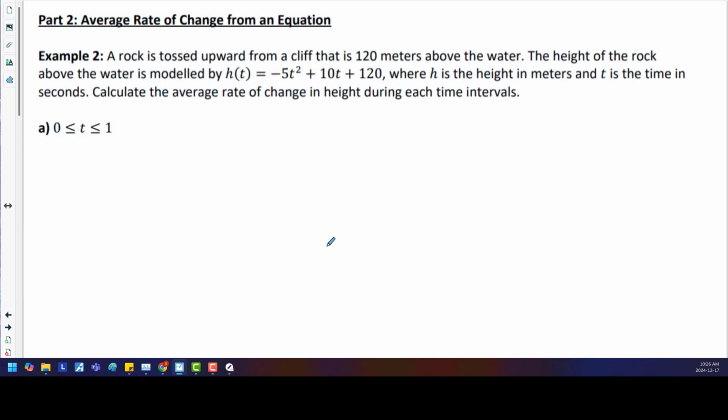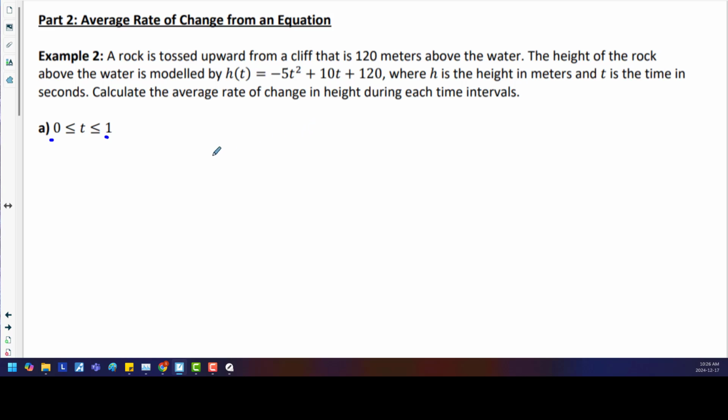So we have average rate of change from an equation. A rock is tossed upward from a cliff that is 120 meters above the water. The height of the rock above the water is modeled by this equation, where h is height in meters and t is time in seconds. Calculate the average rate of change in height during each time interval. So the first interval is between 0 and 1.